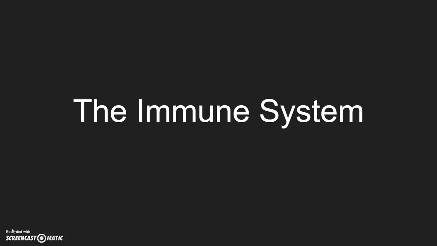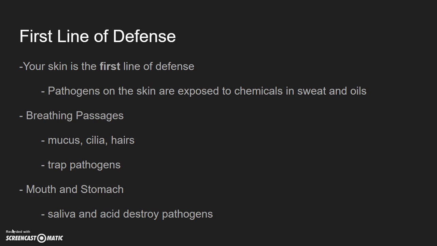Okay, so these are the notes on the immune system. So how does the body respond to the pathogens that we just talked about? Your first line of defense is your skin, your breathing passages, and your mouth and stomach. Those are your first line of defense against pathogens.